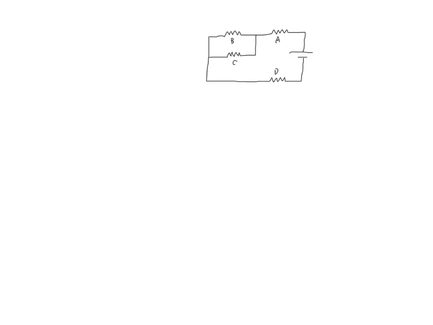So if you look at this diagram, the first thing you should note is that resistors B and C right here are in parallel because they share common endpoints. They both start at this point and they both end at this point. So let's combine B and C in parallel.